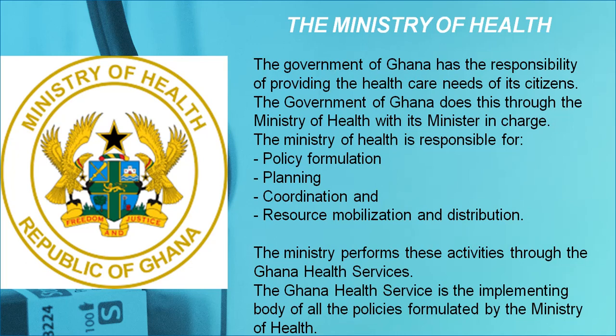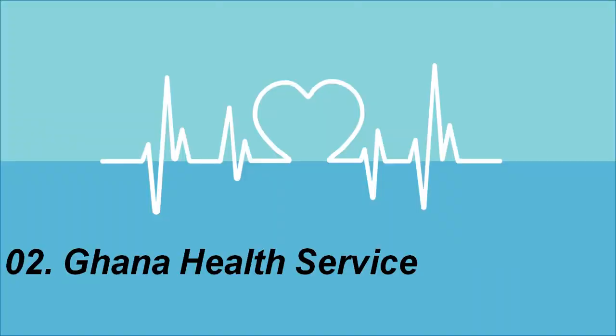So the Ministry of Health is able to do planning, coordination, and resource mobilization so that the various agencies, be it the Food and Drugs Board, the Ghana Health Service, the Ghana Standards Authority, and all other organizations that fall beneath them, are coordinated well so that we have a concerted effort. The ministry performs some of its activities, especially when it comes to healthcare delivery, through the Ghana Health Service. So we say that when it comes to healthcare delivery, the Ghana Health Service is the implementing body of all the policies formulated by the Ministry of Health.